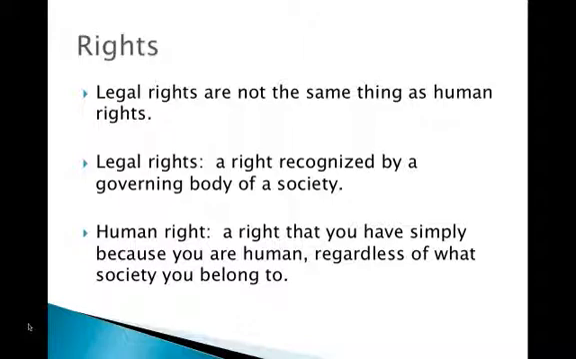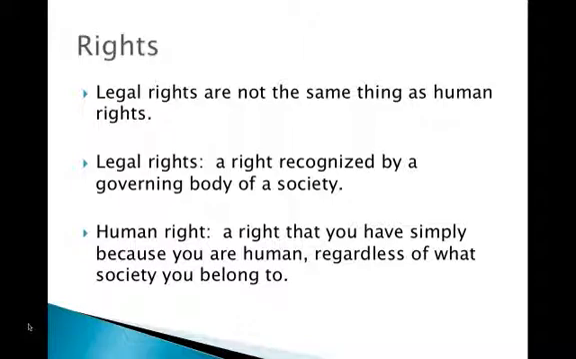I have the legal right to vote when I'm 18. In other countries, maybe it's when you're 21. I have the legal right to drink when I'm 21. In other countries, it might be when you're 18. Okay, that's not the same thing as a human right, which is what we would say is a right that you have simply because you're human, regardless of what society you're a member of. It's not the type of thing that can be voted on. A human right isn't. Okay?